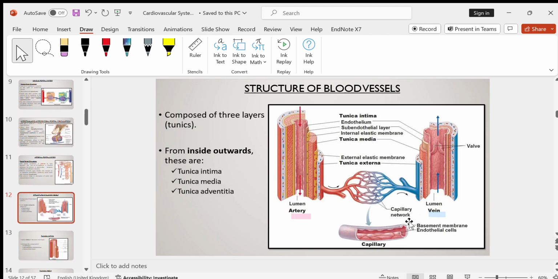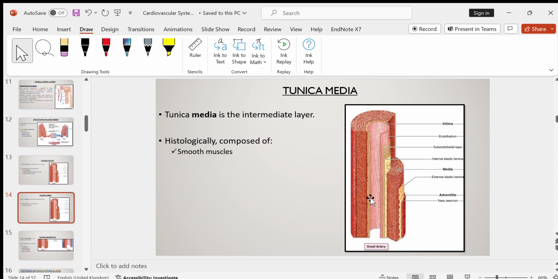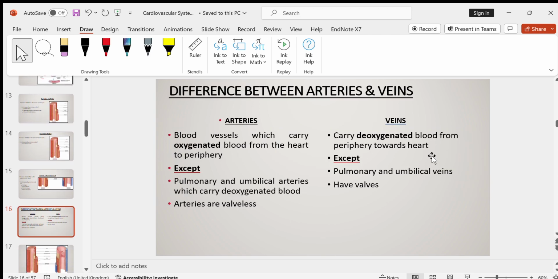Now we'll briefly discuss the structure of blood vessels. Blood vessels have three layers. Innermost is the tunica intima, middle one is the tunica media, and outermost is the tunica adventitia. Tunica intima has an endothelium, a subendothelial connective tissue, and a layer of internal elastic lamina. Tunica media is the middle layer and it has smooth muscles. Histologically, it is comprised of smooth muscles. The outermost layer is the tunica adventitia. It has collagen, elastic fibers, vasa vasorum, and nervi vasorum.